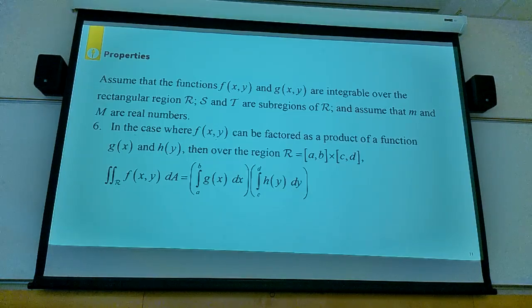Finally, in the case where you can factor f as a product of two functions, one strictly of x, call that g of x, and one strictly of y, call that h of y, then over your rectangle, the integral of f, over the rectangle [a,b] times [c,d], would be the integral from a to b of g of x dx times the integral from c to d of h of y dy. That's very useful. You're writing it as a product of now single variable integrals, which you know how to do from Calc 1.